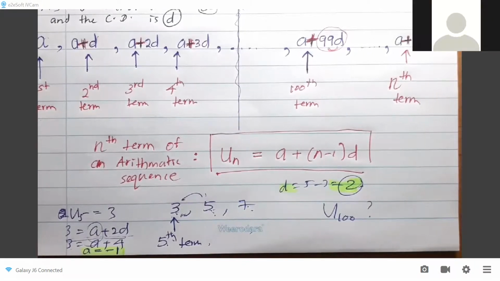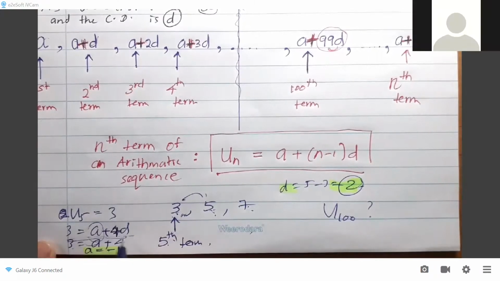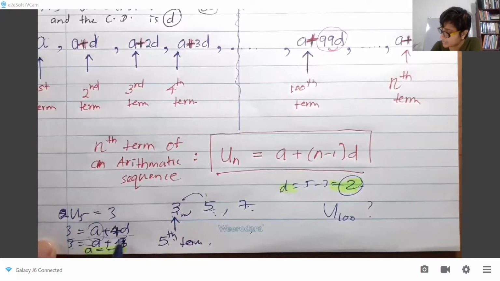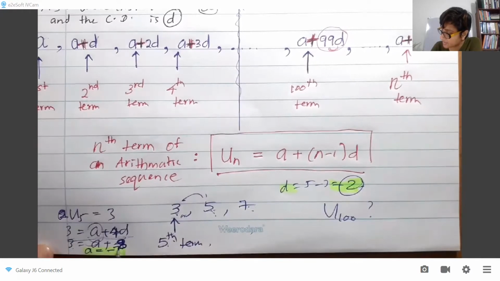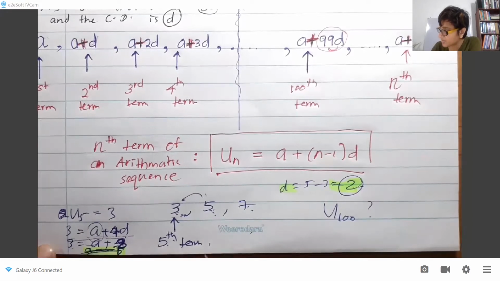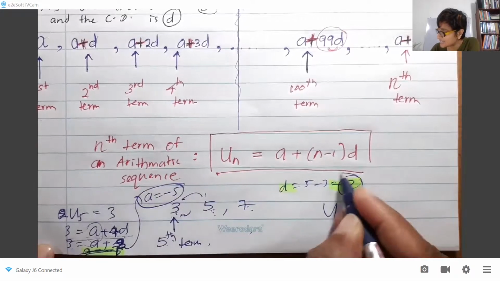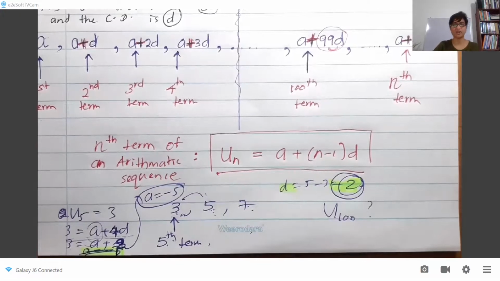Teacher, is it A plus 4D, right? Sorry, 4D. Yes, it's the fifth term, 4D. So that is 4 times 2, 8. 3 minus 8 is minus 7. Sorry, 3 minus 8 is minus 5. It's not clear what I'm writing here. I'm sorry about it. Let me write it somewhere here. I don't have space. A equals minus 5. So you can use that and this D equal to 2 to find U100. Senithu, what you have written is correct.